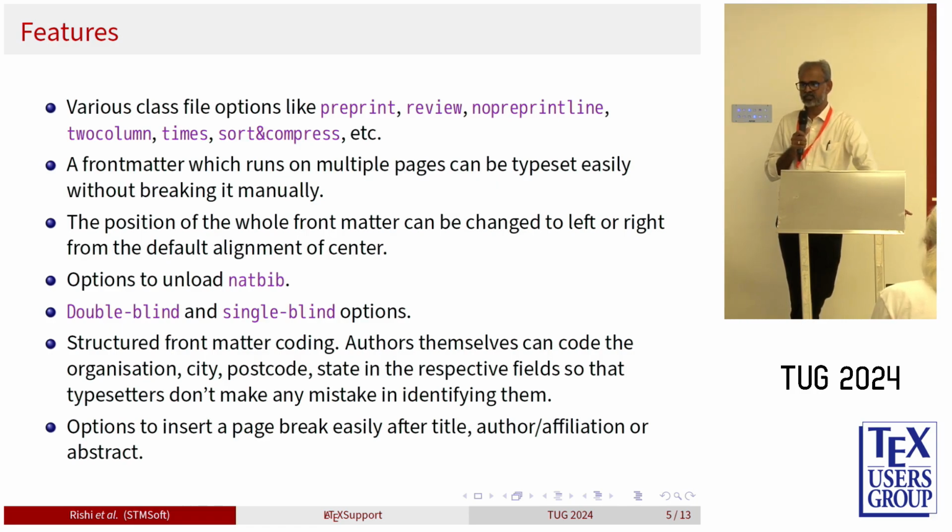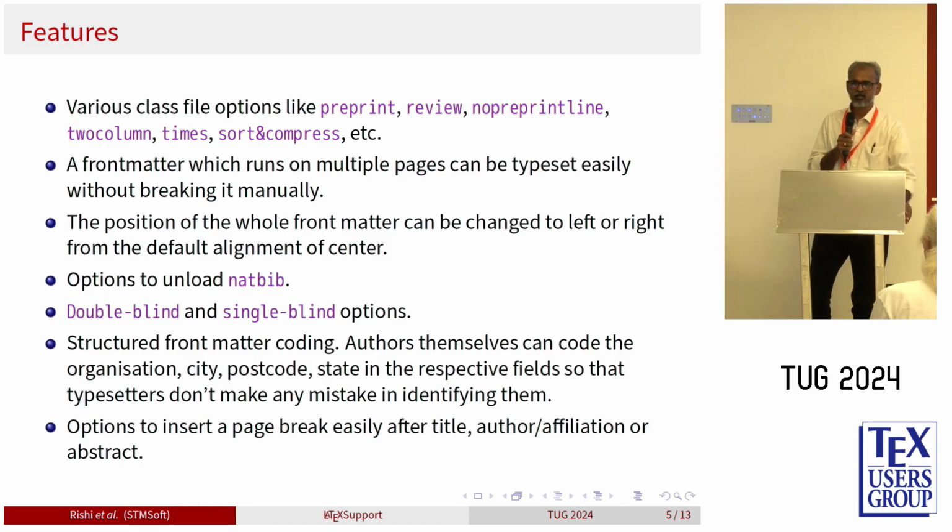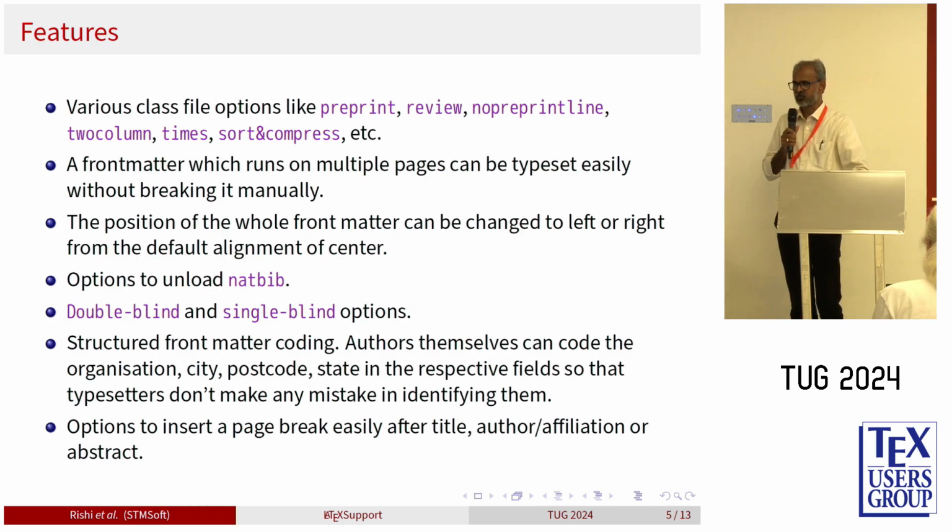With preprint, if the author uses the preprint option in the document class line, he can typeset the article in preprint mode and see how the preprint looks. Sometimes they have to submit the article using the review mode. The interline baseline skip will be larger in review mode, with more margin for the reviewers to make comments. So they can use these options properly.